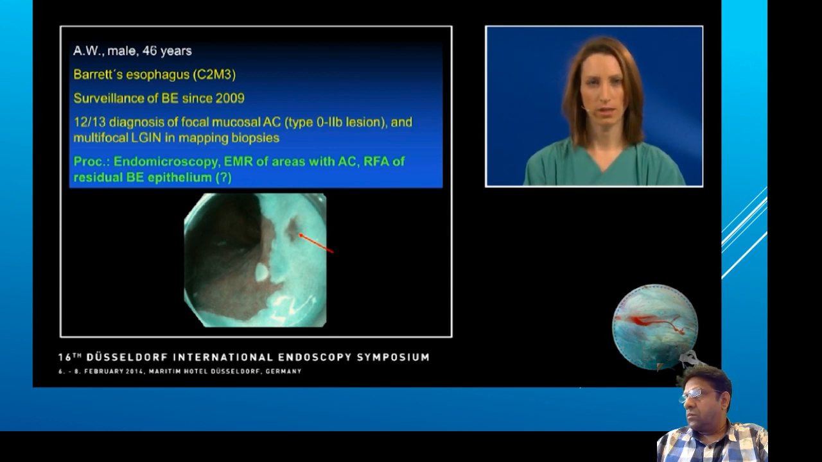Presentation of a 46-year-old patient with short segment Barrett's esophagus that had been receiving monitoring since 2009. A mucosal adenocarcinoma had been identified inside a small island.